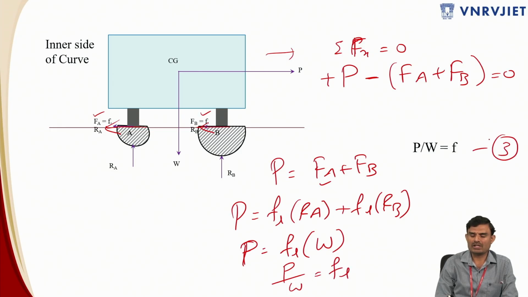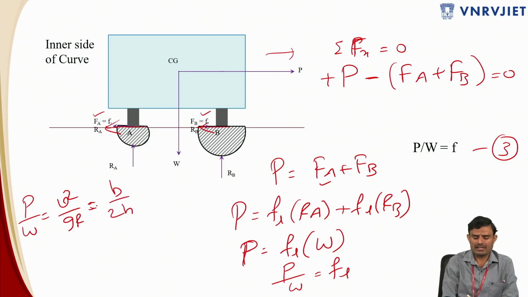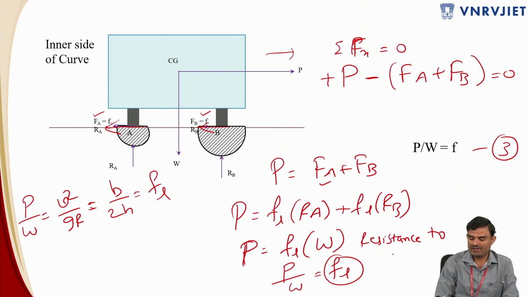So we have a total of 3 equations. The first equation is the centrifugal ratio, P by W is equal to V square by gR, and that is also equivalent to P by W is equal to B by 2H, regarding the resistance to overturning. And we also have the third equation, in which P by W is equal to FL. This parameter is nothing but resistance to sliding. Very, very important. This terminology is very, very important.